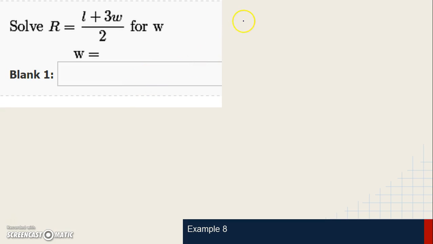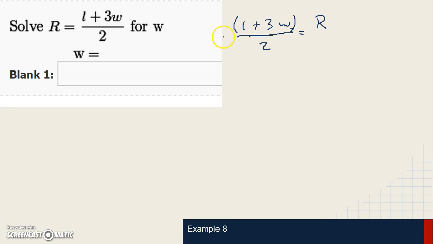Example number 8. R equals L plus 3W divided by 2. I see right away that W is on the left side in the end, so I'm going to rewrite this with the W on the left side to begin with. 3W divided by 2. Again, this might save me some work in the end. Equals R. Now I've got to eliminate what comes first in reverse PEMDAS. Before I do anything, I'm going to put this in parentheses because they're being divided by the same number. Now this makes it a little easier.